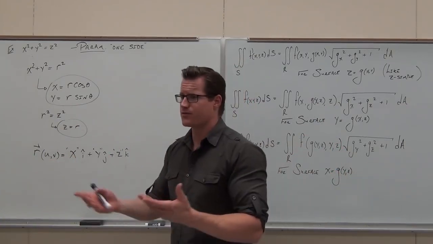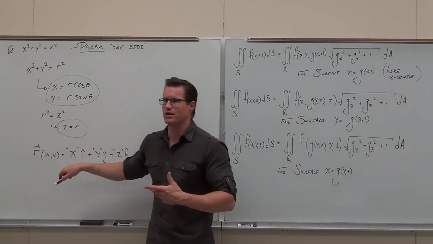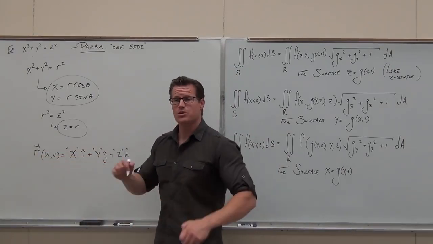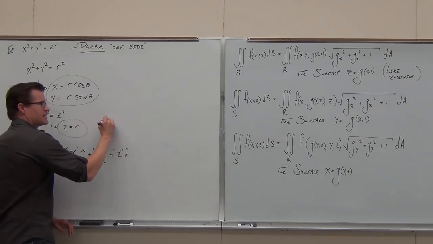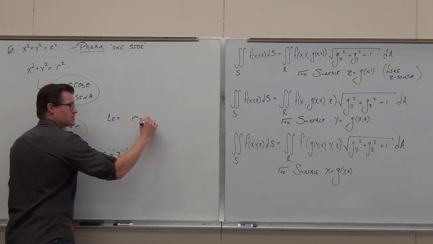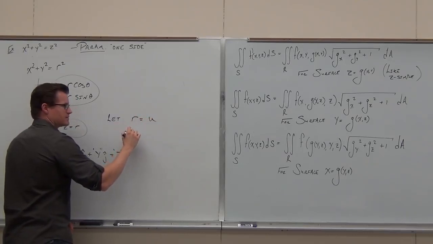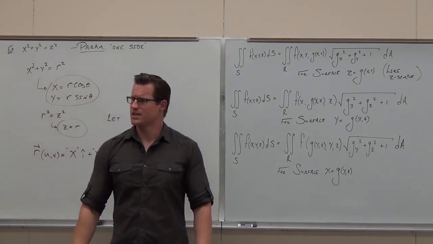So r's and thetas, fine. But I wouldn't pick them because I don't want to run into confusion. Now, should there be confusion? Not really. But you could do something really easy. If you just say, well, let's let r equal u, and let's let theta equal v, then we just redefine this thing. Does that make sense to you?